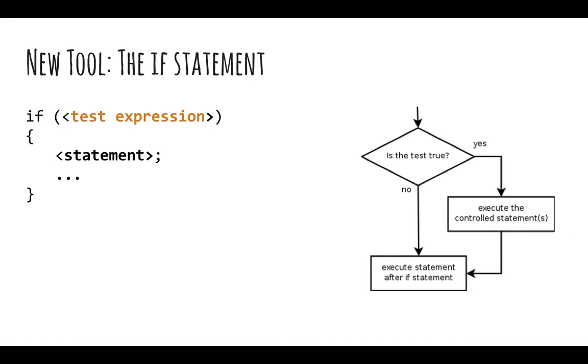So I'll give you a moment to pause to write down this basic syntax. If there's a test expression, then we put down that statement, and it can logically be explained as you see on the right: if something is true, then you're going to execute this other piece of code. If it's not true, you're just going to continue on otherwise.